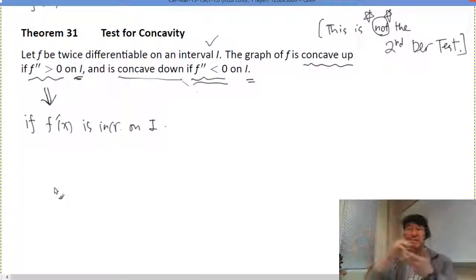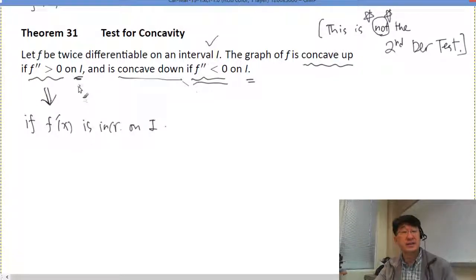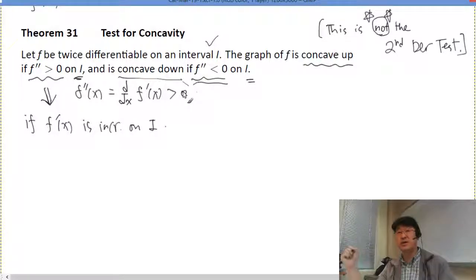Something being positive and increasing. That's what we've been doing before, right? So what if I write it like this? F double prime of x is really the first derivative of what function? F prime of x, right? And they're saying this is positive, right?